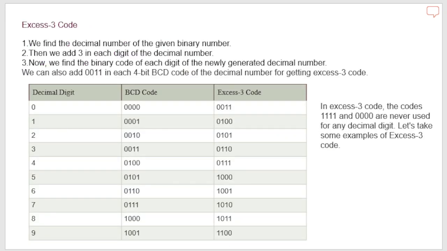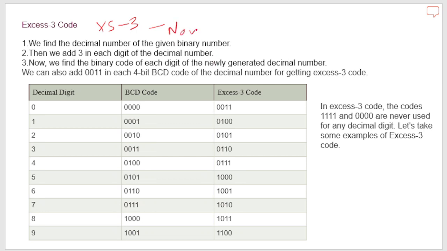Next is the excess 3 code. The excess 3 code is sometimes written as excess-3 code. The excess 3 code is a non-weighted code. It is important, it is a non-weighted code.